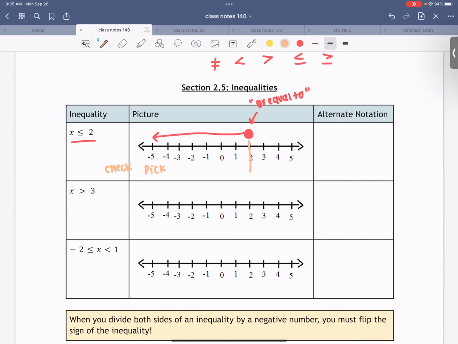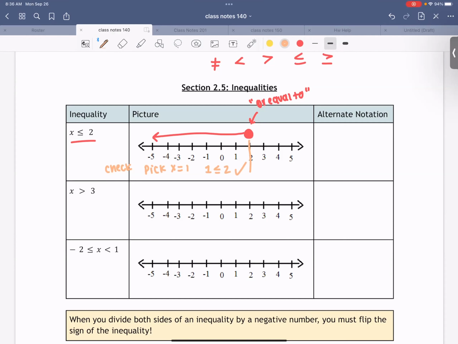1? Yeah, 1's less. Okay, sorry. Let me let x equals 1. Plugging it into my inequality: is 1 less than or equal to 2? Good. Since I picked 1 and 1 is on the left of 2, and that worked out, everything on the left of 2 is going to work out, okay?